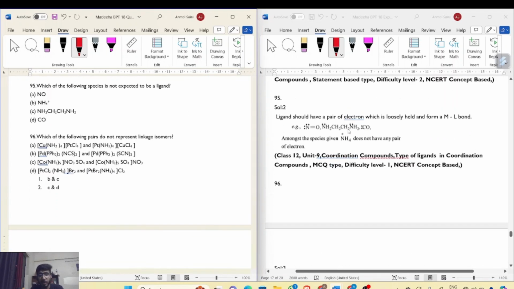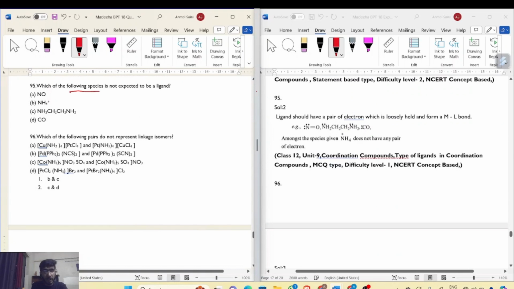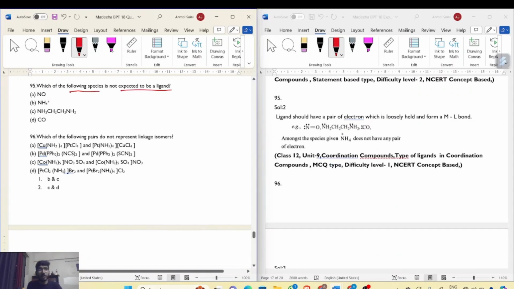Now question number 95. Which of the following species is not expected to be ligand? Okay. So first off is NO. We know that there is lone pair present at the nitrogen, so it can donate its lone pair. So it can work as ligand. Option A is incorrect. Option A is correct.